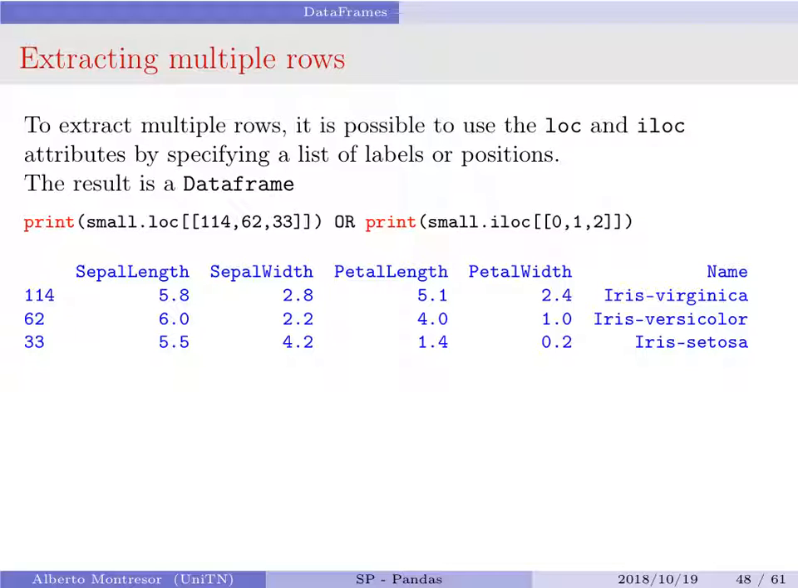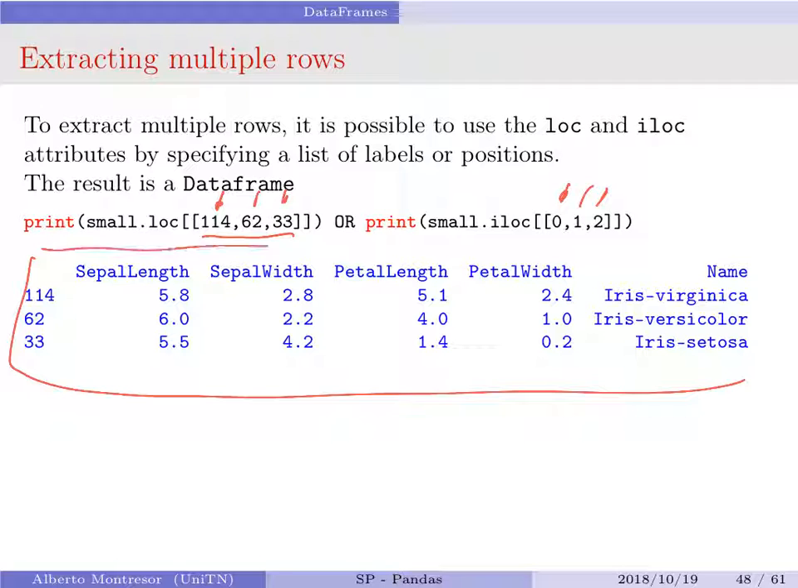Then you can also extract several rows using multiple labels or multiple positions, okay, index locations, and so you can get something like this. I want the first, second, and third, which are identified by 114, 62, and 33, or 0, 1, 2 as index locations, and you can get an extraction of the original dataset.